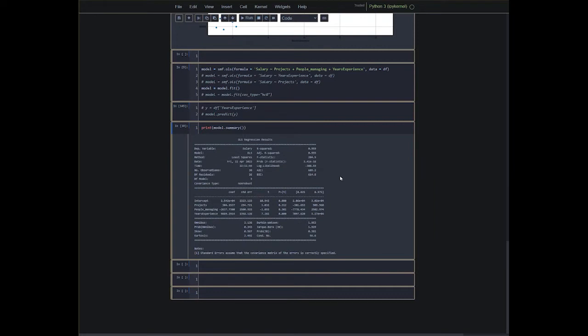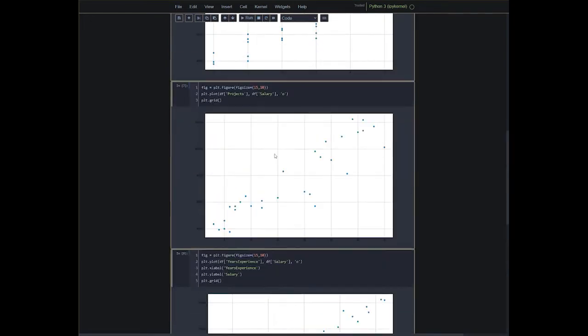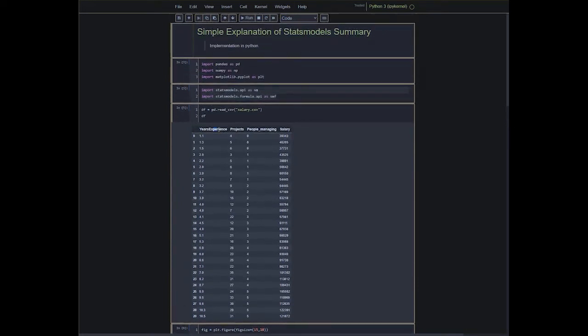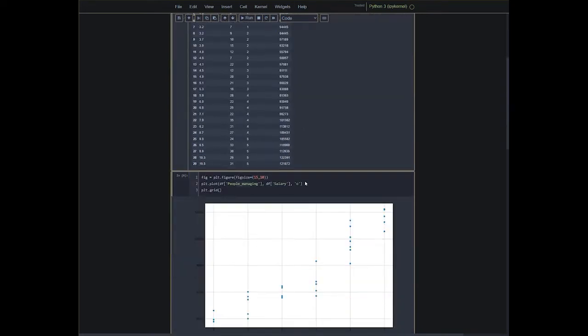I'm going to talk about each and every parameter shown here, and explain a bit about those parameters and how their values represent the model's performance. Okay, let's move on. The first parameter shown is the dependent variable, which is very obvious. We have only one dependent variable, that is salary, and we have 3 independent variables shown here: the years of experience, projects, and people managing.